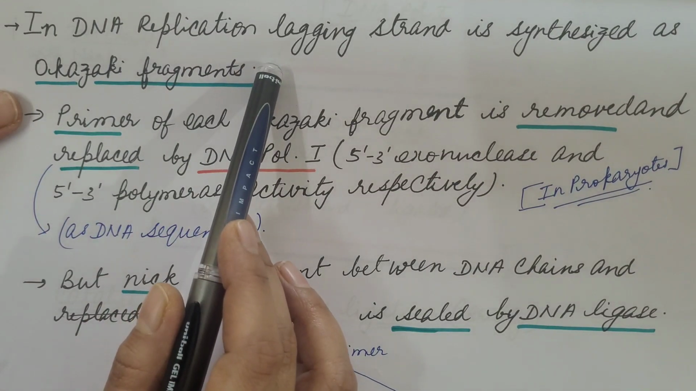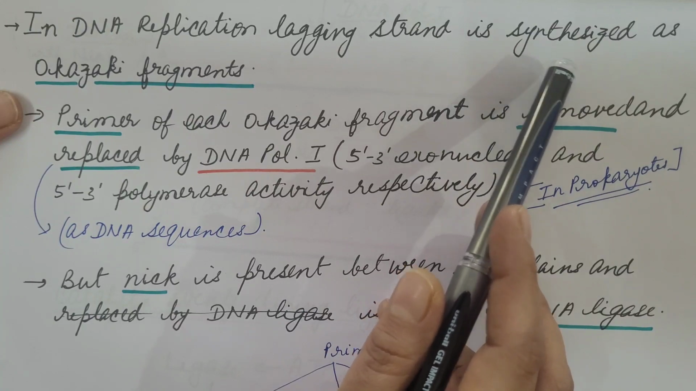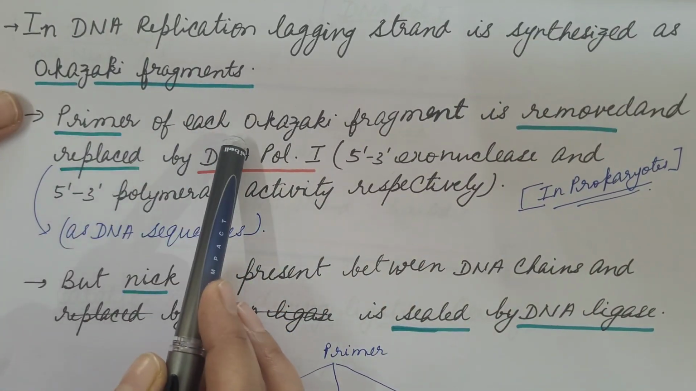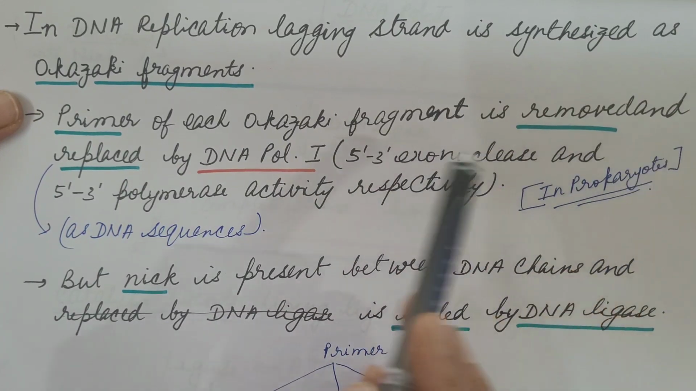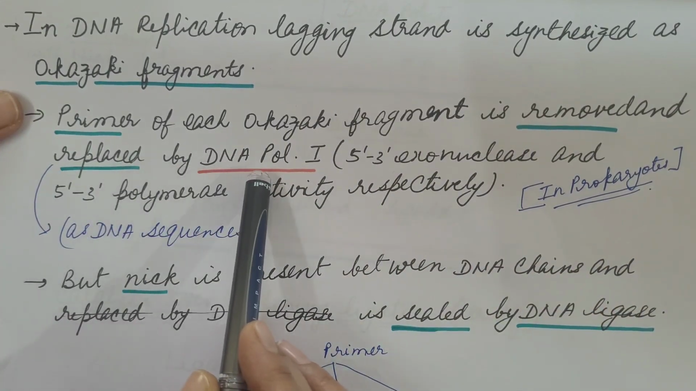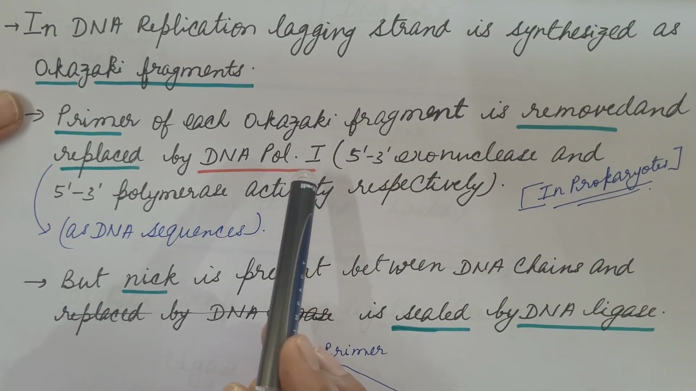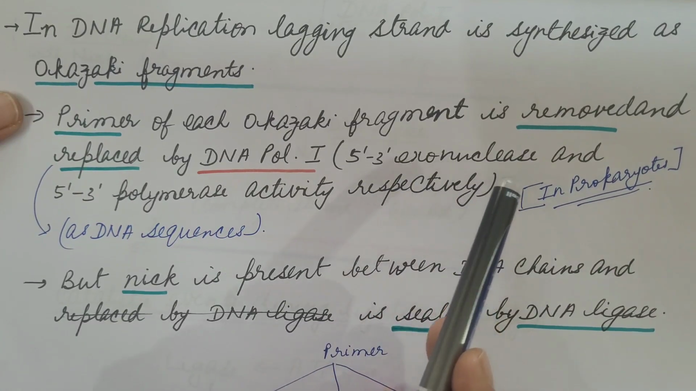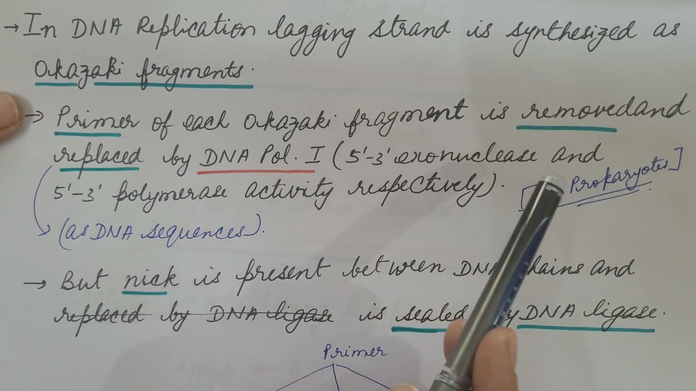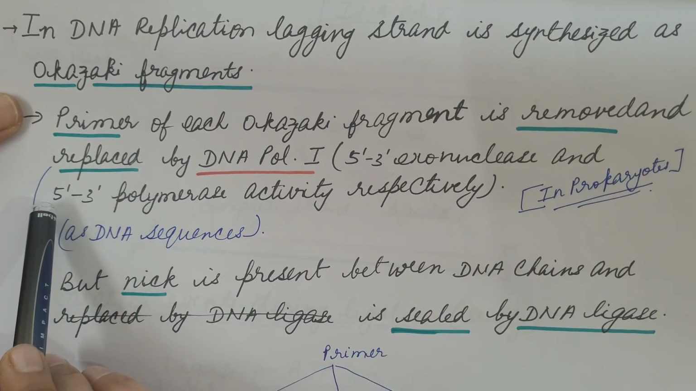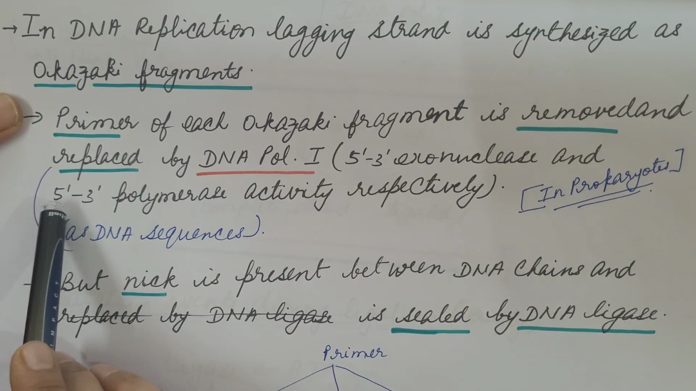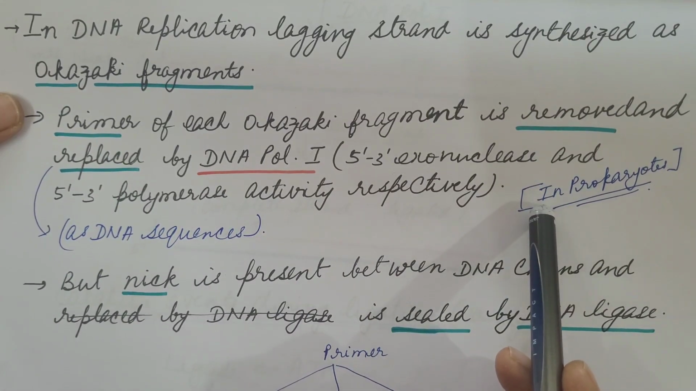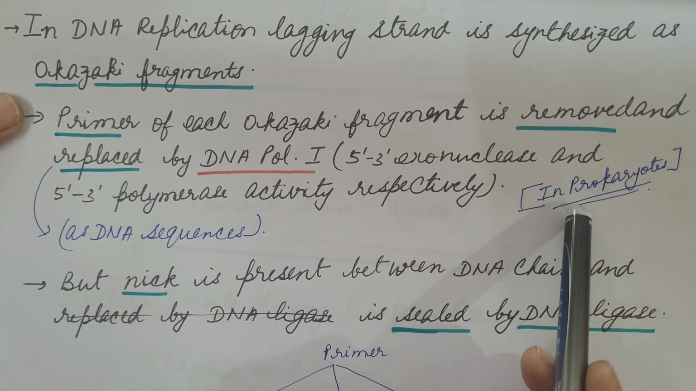In DNA replication, the lagging strand is synthesized as Okazaki fragments. The primer of each Okazaki fragment is removed and replaced by DNA polymerase 1 enzyme. By the 5'-3' exonuclease activity, it removes the primer and replaces it with DNA sequences by 5'-3' polymerase activity. And this is seen in prokaryotes.